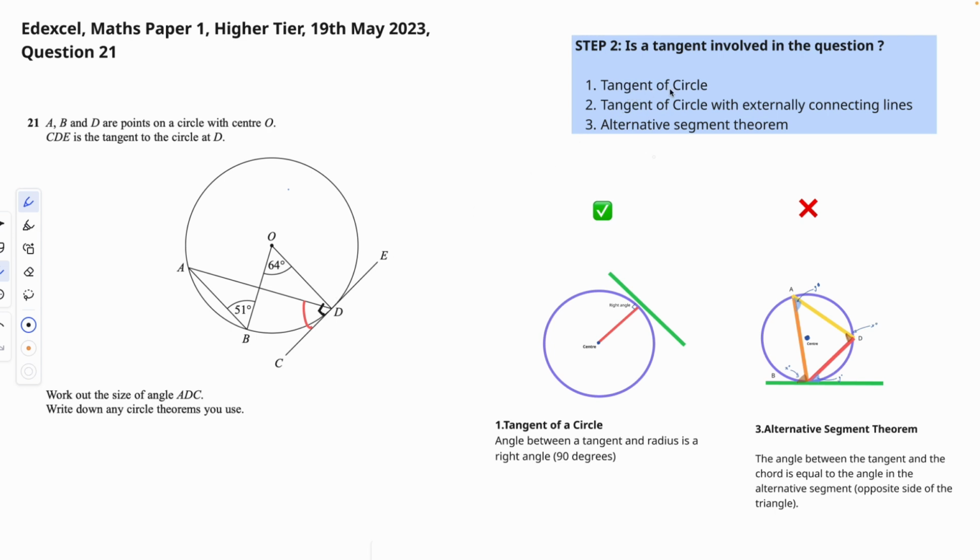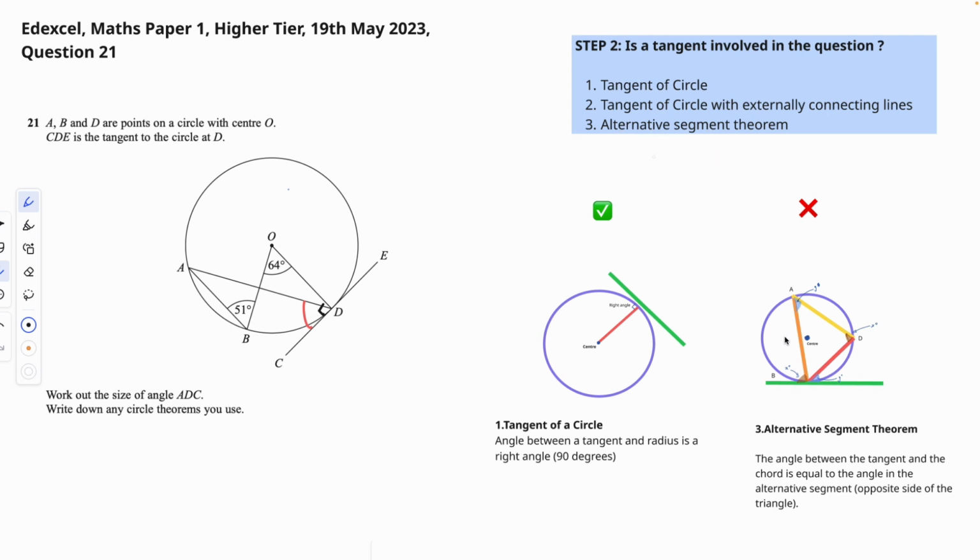And we're also given 3 choices of tangents. Tangents of a circle, which we just marked in. Tangents of a circle with externally connecting lines. We don't have a second tangent line coming in at all. And we also have the alternative segment theorem.